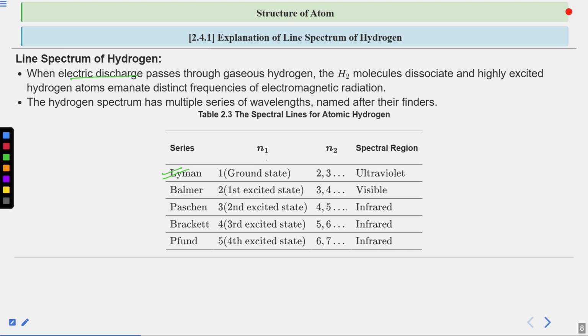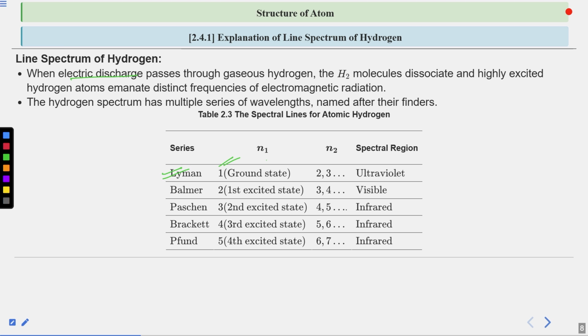Suppose we have excited the sample. In that process, the electron has gone to a higher energy. If first is the ground state, then second, third, fourth and so on are the higher states. Now it will come back. It can come back to second, fourth, any one. If it is coming back to 1, then we call it the Lyman series.